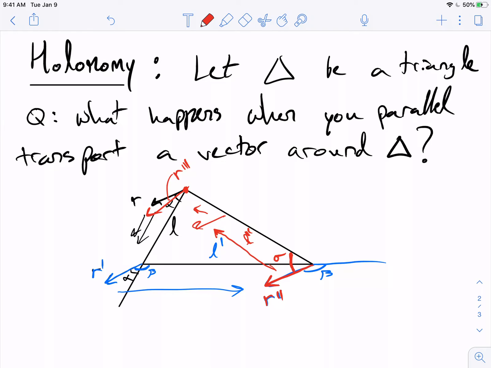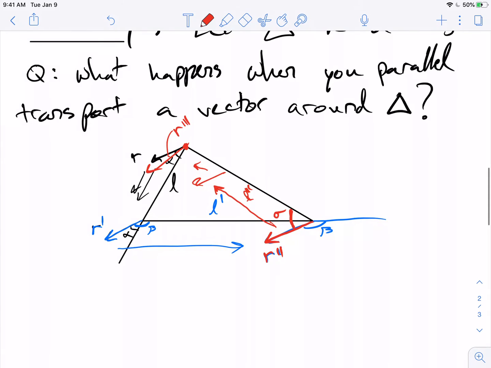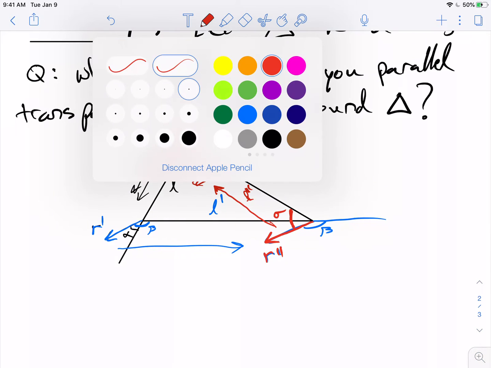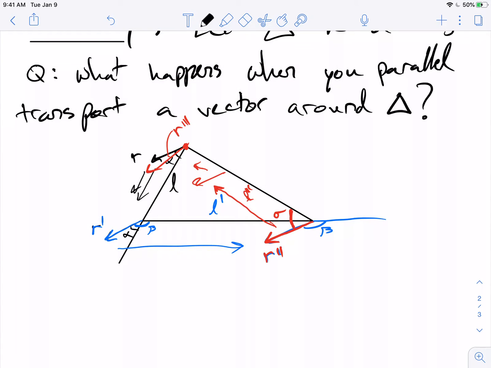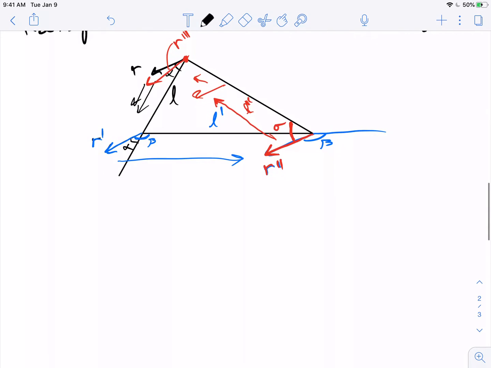Some of you might have a guess from this picture that they should really be the same. I mean, what have I done? I've translated r down and to the left, and then across to the right, and then up and to the left. And those three translations should take it right back to where it started. It should be the same vector maybe. And that's true if you're on the plane. But weird things happen more generally.